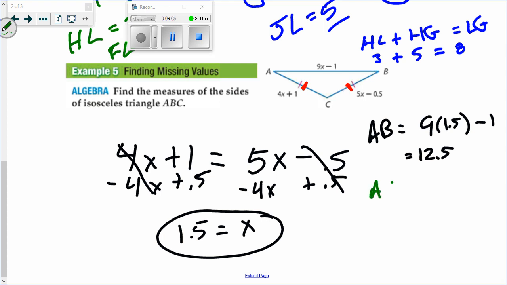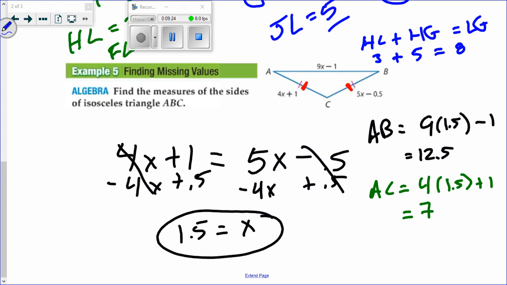AC is equal to 4 times x plus 1. X is 1.5, of course, and added 1 here for AC. So 4 times 1.5 is equal to 6. 6 plus 1, of course, would be 7. So AC is equal to 7.